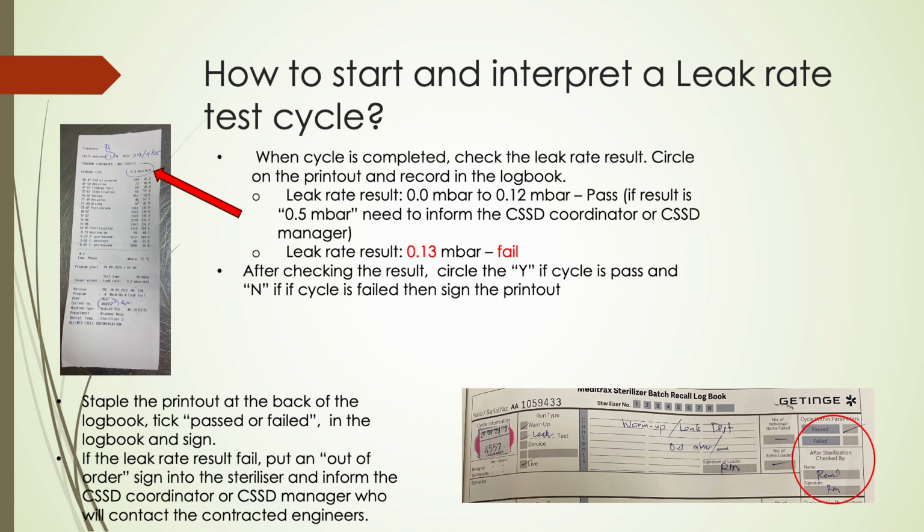Why? To prevent an impending issue of the sterilizer, like leakage in the plumbing system or in the door seals of the chamber. If the staff receive a failed result of 0.13 mbar or more, inform the manager and put an out of order sign on the particular sterilizer that has failed the leak rate test and wait for the contracted engineer to fix the sterilizer.